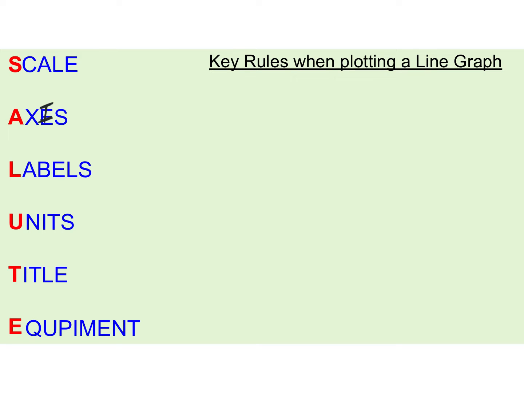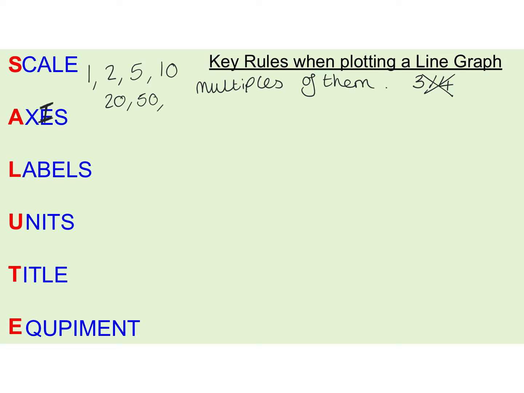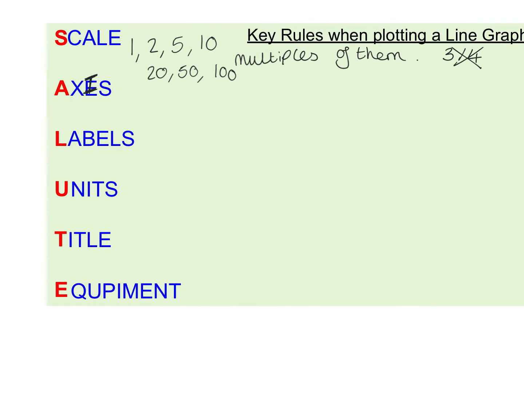Okay, so when you're thinking about your scale, you need to be making sure that your scale is either going up in 1s, 2s, 5s, 10s, or multiples of those numbers, okay? I never want to see a graph going up in 3s or 4s. No, okay? It's got to be 1s, 2s, 5s, 10s, or multiples of them. So by multiples, I mean you can go up in 20s, you can go up in 50s, 100s, because they are multiples of those numbers, okay?